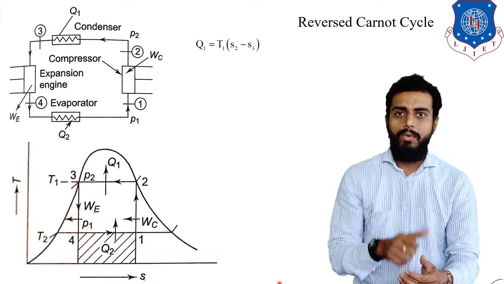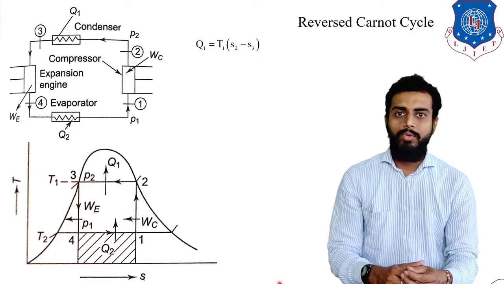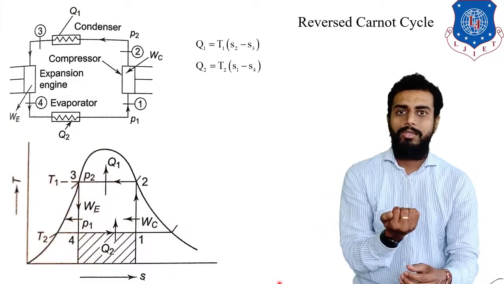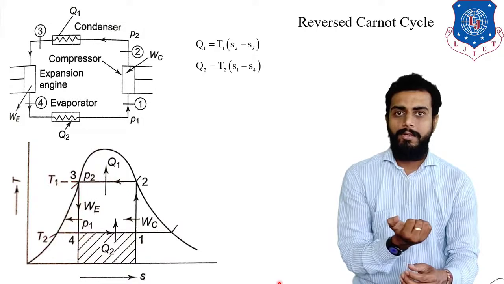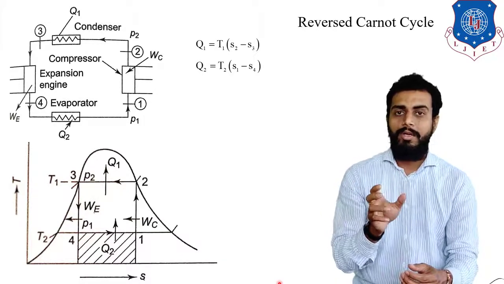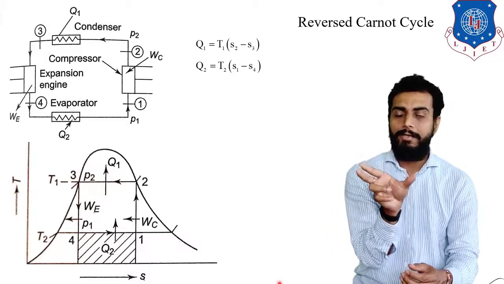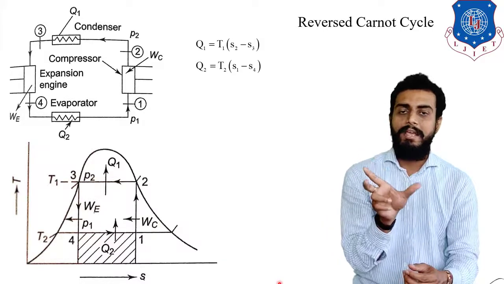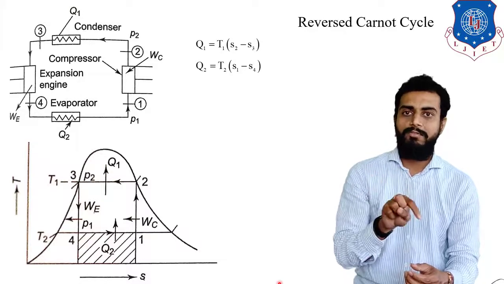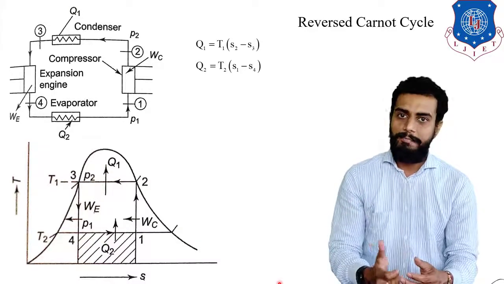In the same way, Q2 is the heat added, at a constant temperature of T2. So Q2 is equal to T2 into the entropy difference of that particular device. The endpoints on the evaporator are 1 and 4, so S1 minus S4. Simple, students.